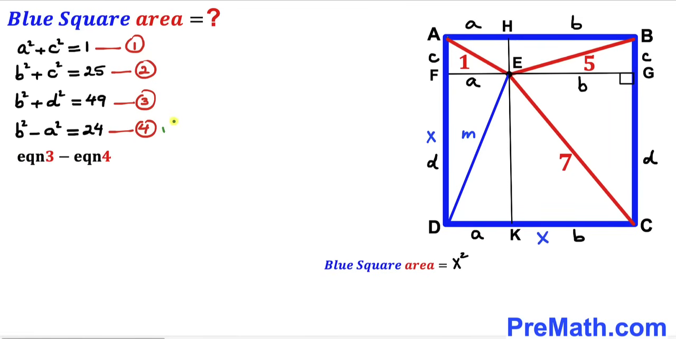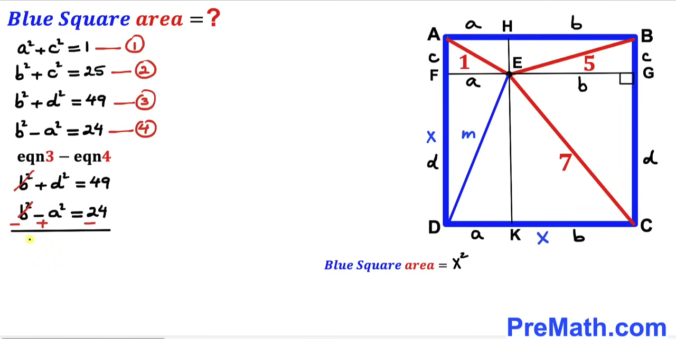And here's our equation 4, and here's our equation 3 as well. And here I have copied down equation 3 and equation 4 over here. And now we are going to subtract. So this positive becomes negative, this negative becomes positive, and this becomes negative. And here we can see positive b square and negative b square, they are gone.